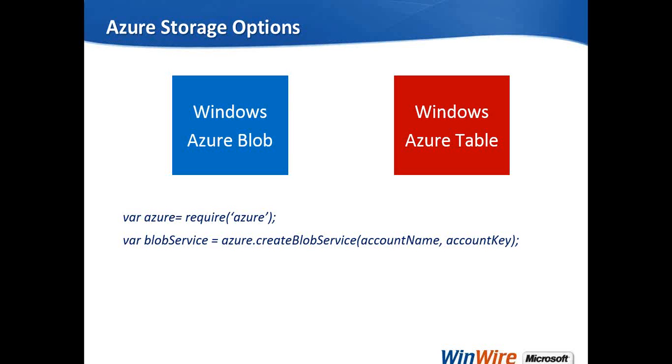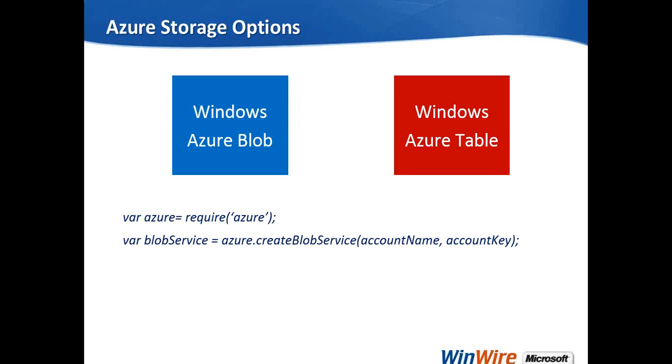And accessing these objects is very simple. As you see, there are just 2 lines of code to create a service for these objects and then use it within your app. So I say require Azure, and then I create a blob service using that Azure object, and then I have to provide the account name for your Azure account, and then the account key that is for every storage account that is created.